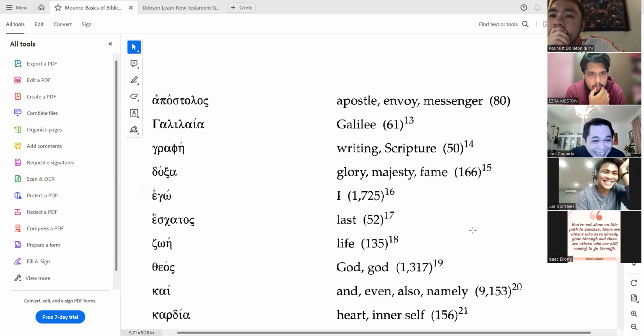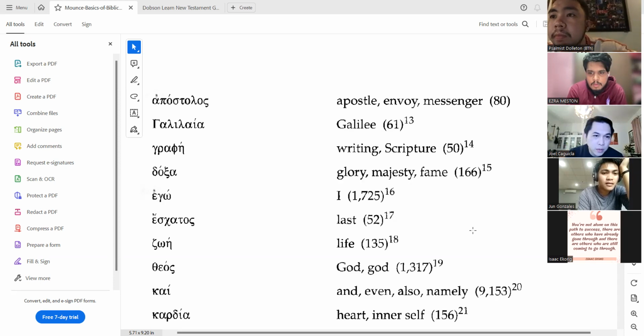And then, Ate Lisa, this one. Galilaya. Galilaya. Where is the accent in Galilaya? On the iota? Galilaya. Galilee. So the English pronunciation similarly follows the accent of Galilaya. And then Psalmist.